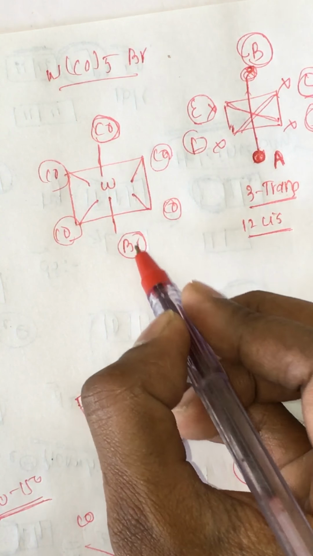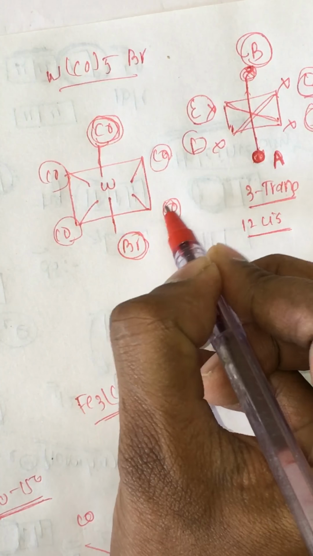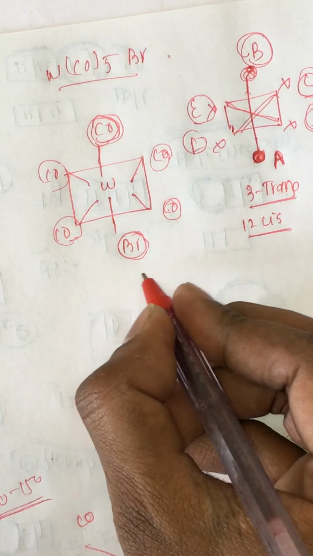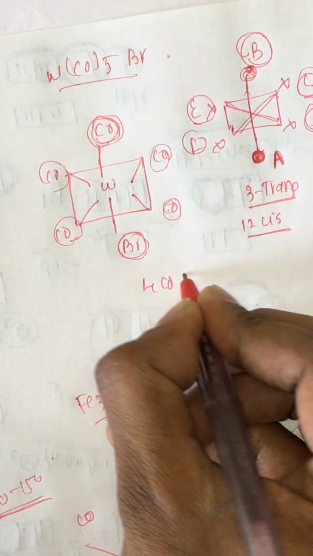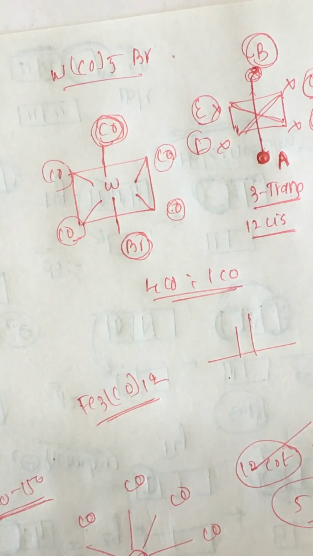So now here one carbonyl group is trans to the bromine, and the remaining carbonyl groups are cis to the bromine. So we have a 4 CO to 1 CO ratio. So the ratio will be like that, and we'll get two peaks.